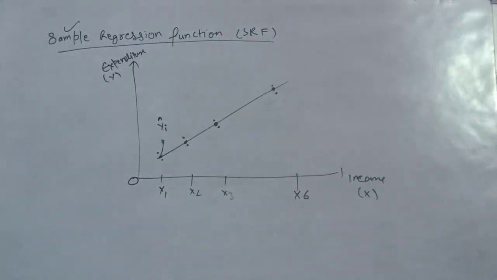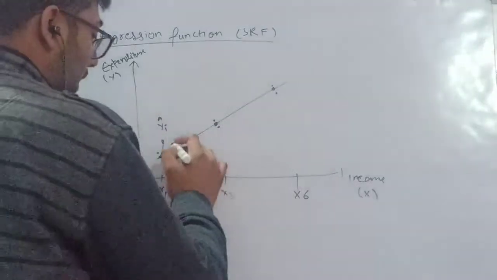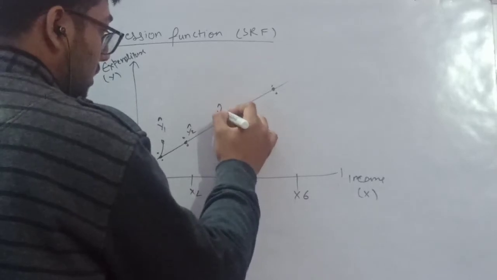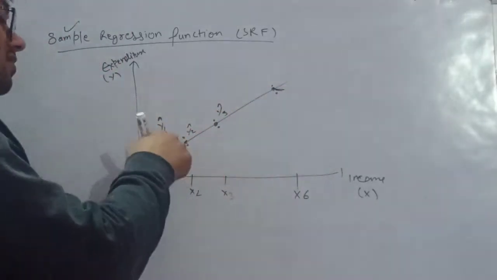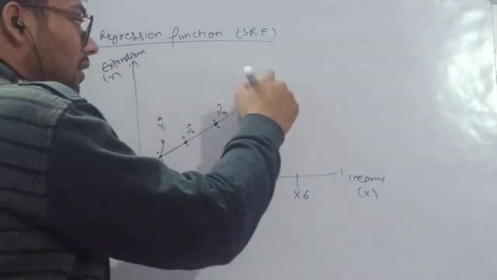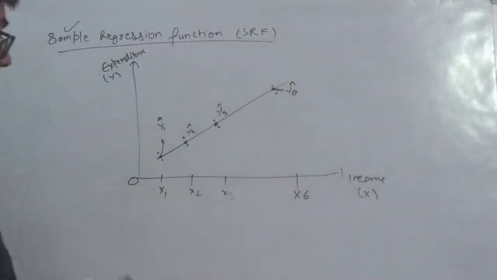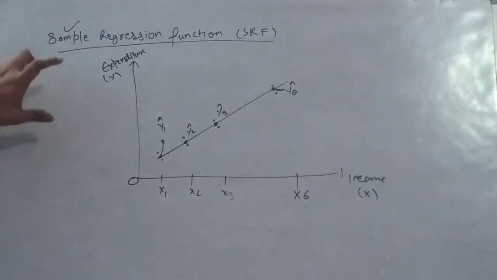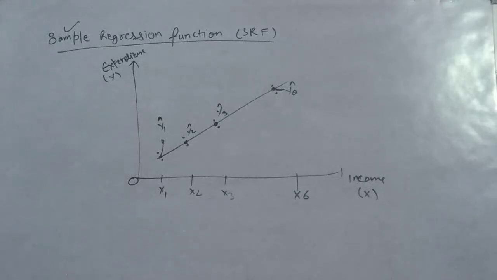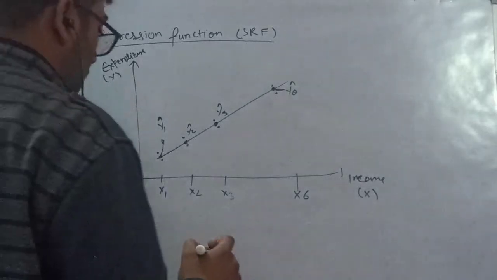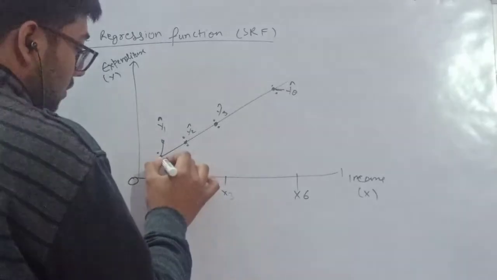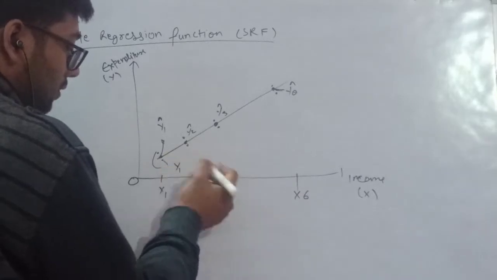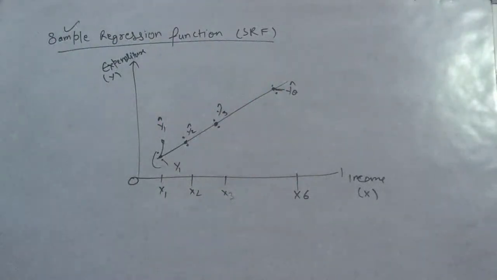Now this is also Y1, Y2, Y3, and this point on the line is Y1 hat, Y2 hat, and Y6 hat. The outcome may be like in the previous one, no difference, but here we are talking about sample, and there we are talking about population. So these points will be the actual values Y1, Y2, Y3, Y6.